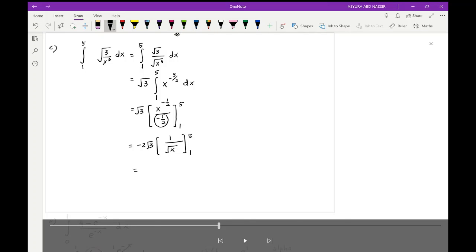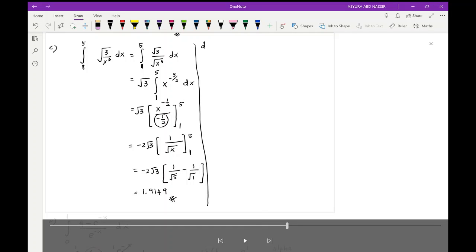Next step, you will substitute the value of x. It will be F(b) minus F(a), and the answer will be this one. Your answer will be 1.9149. Make sure to calculate carefully. Next, continue with example D.